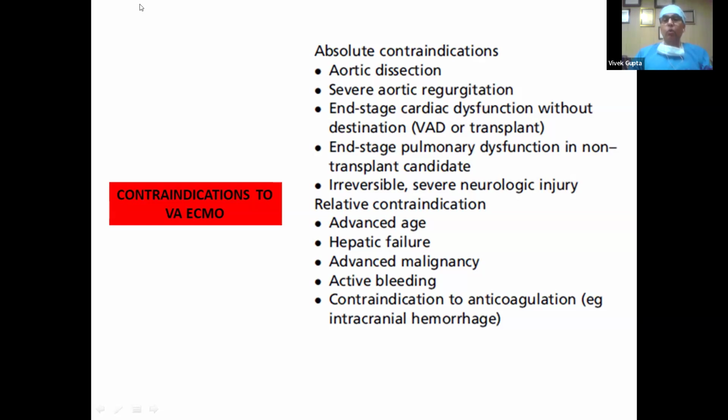And for VA, if a patient is having an aortic dissection or severe aortic regurgitation, this is an absolute contraindication for placing these patients on VA. End stage cardiac dysfunction, where we do not want any destination like a VAD or transplant, then these are not the candidates. Or any end stage pulmonary dysfunction who is not a transplant candidate, or a patient having some irreversible severe neurological injury like an ICH or some other issue, these are the absolute contraindications for doing VA. Relative contraindications include advanced stage.